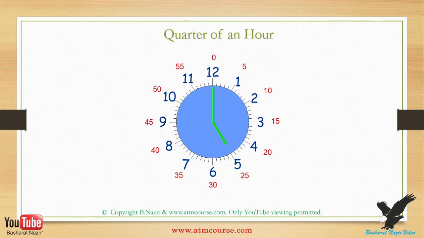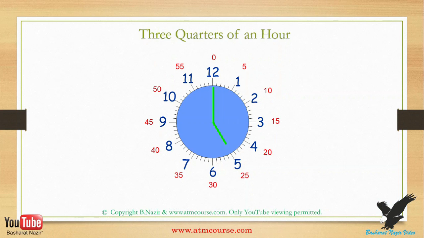When the big hand moves from position 12 to 3 position, then 15 minutes has lapsed, also called a quarter, because the big hand has moved a quarter of a circle, as shown in red. When the big hand moves from position 12 to the 6th position, then 30 minutes have lapsed, also called a half, because the big hand has moved a half of a circle, as shown in red.